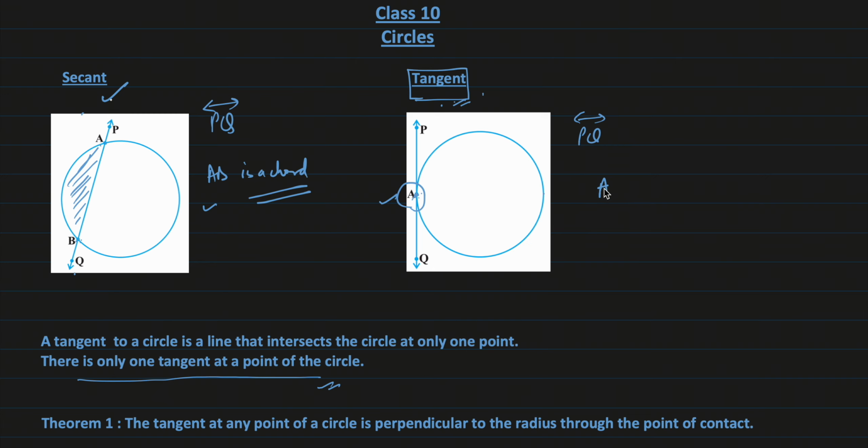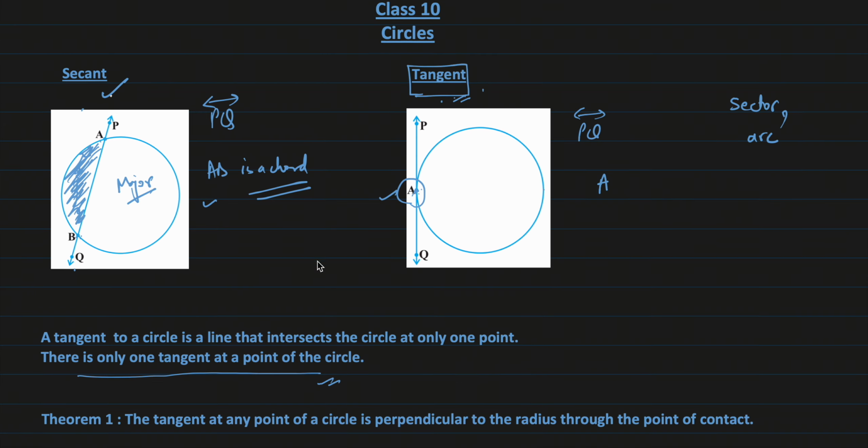Now, as I said, this is a chord AB, which is making a minor segment over here and a major segment over here. In the same way, you know what exactly is a sector, what is an arc, what is a semicircle. I don't have to repeat it. You would have done it in your earlier grades.